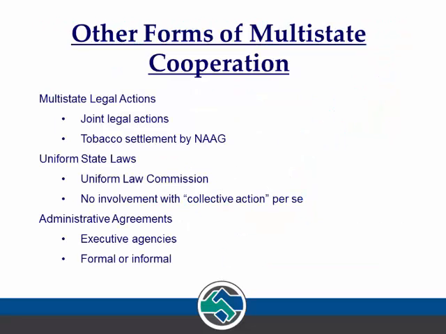Now, as I said, compact is not the only way that states can enter into interstate cooperation and engage in activities that involve cooperation. There are other ways states can reciprocally recognize jointly regulated activities. One way is through uniform laws.